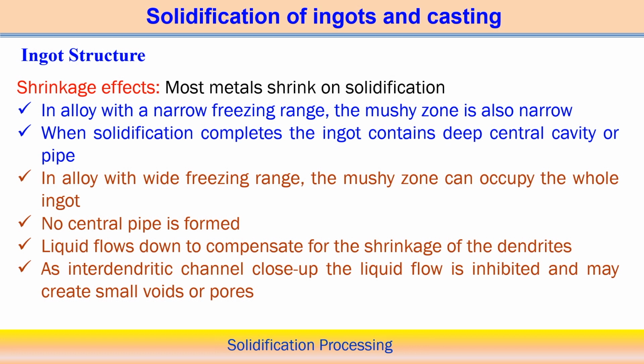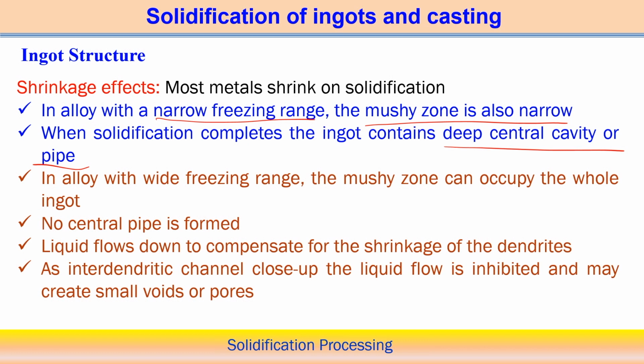Now, during shrinkage in the case of an alloy with a narrow freezing range, the solidus and liquidus temperatures are very close, with not much difference. So the mushy zone will also be narrow, because the solidus and liquidus temperatures are close in this case. In that case, when solidification completes, the ingot usually contains a deep central cavity or pipe kind of defect.